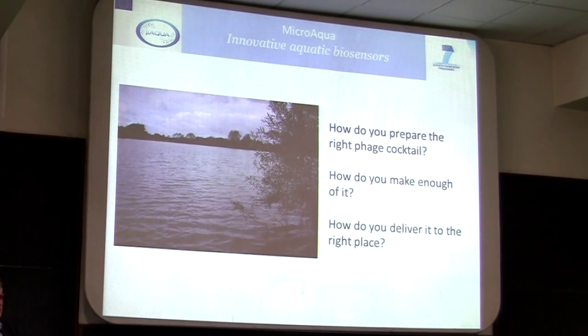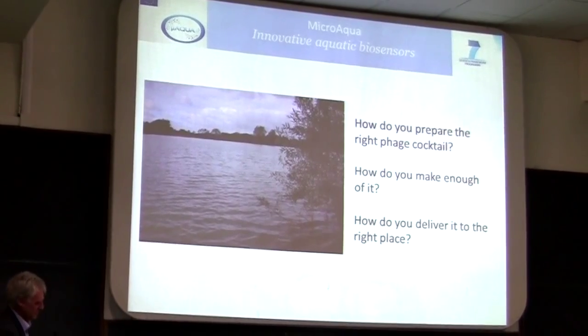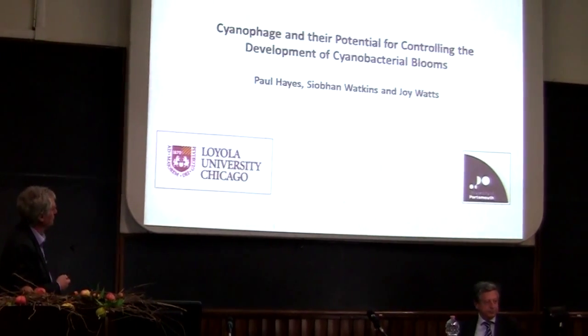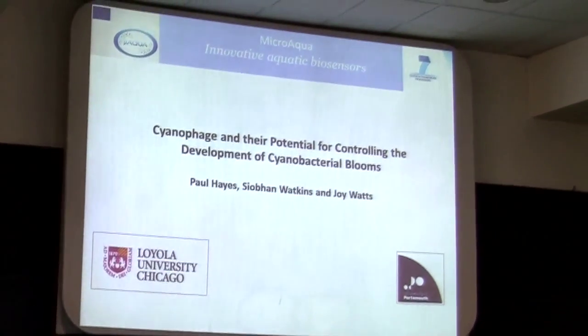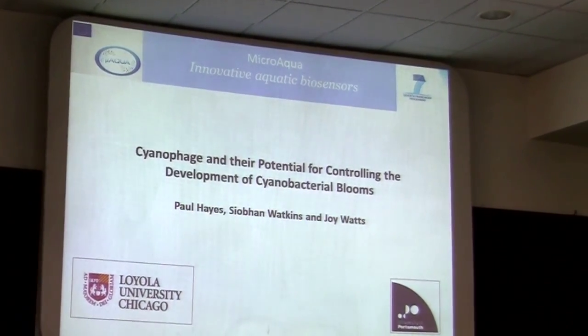Many of these organisms form subsurface maxima, and you would need to get the phage down into the population in some way. So there are problems with the pure mechanics of getting these phage to the right place in the water column, and we don't have a solution to that. So, coming back to the title, cyanophage and their potential for controlling the development of cyanobacterial blooms, I think the potential is extremely limited.